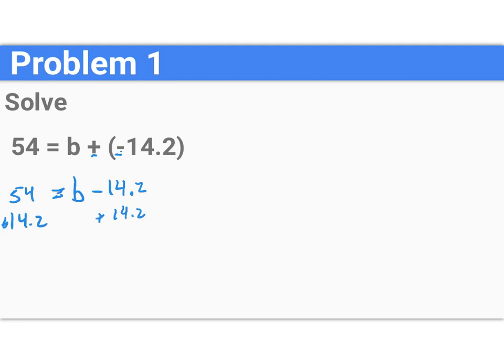So 68.2 equals b after adding. So b equals 68.2. And for right now, it really doesn't matter what side your letter is on. It will make a difference once we get into functions, but for right now, it won't. And when we get to inequalities, graphing inequalities will make a difference. But do not worry about what side your variable is on at this moment.